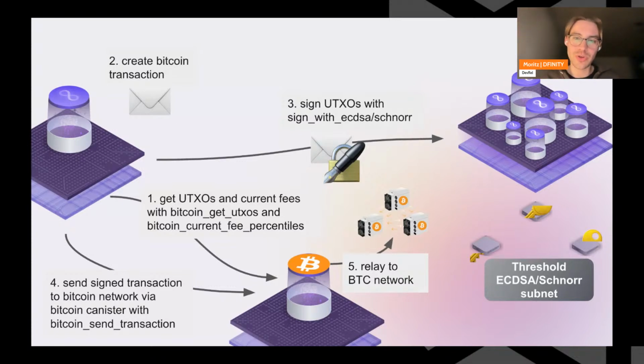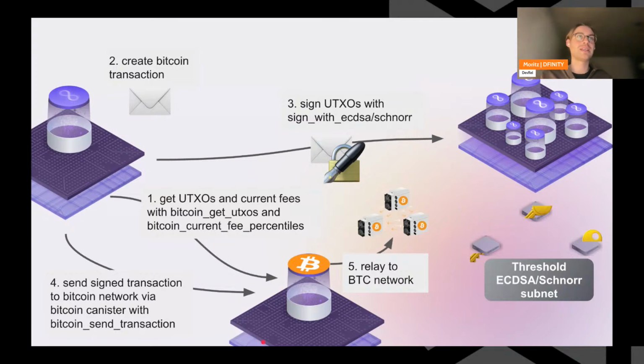Okay, so for you as a developer, how would it look if you wanted to leverage that Bitcoin integration? We can take a look at the full flow here and what it would look like if your canister already held Bitcoin in its Bitcoin address, and it wanted to send a Bitcoin transaction on the Bitcoin network.